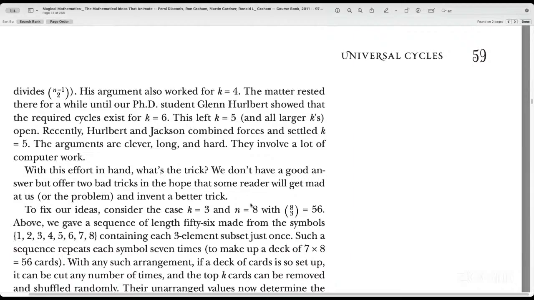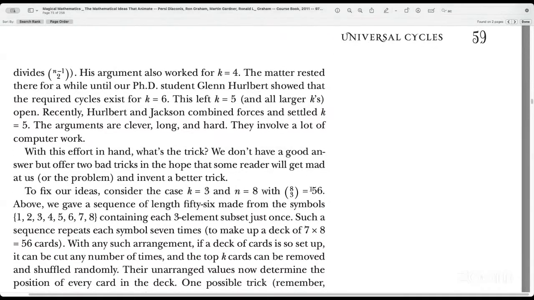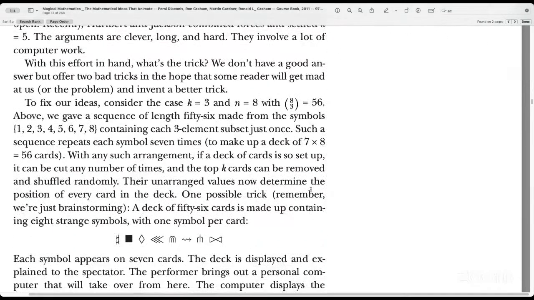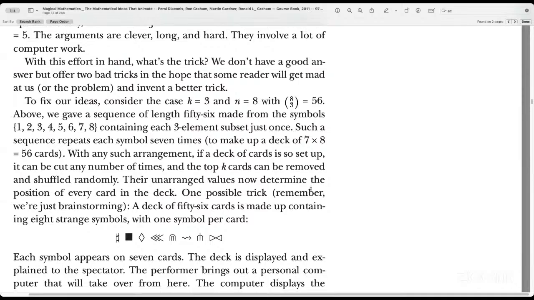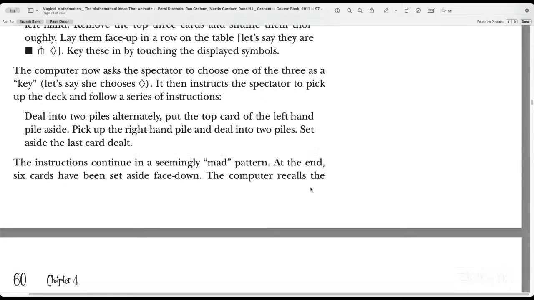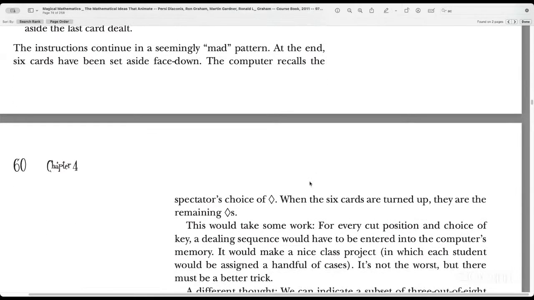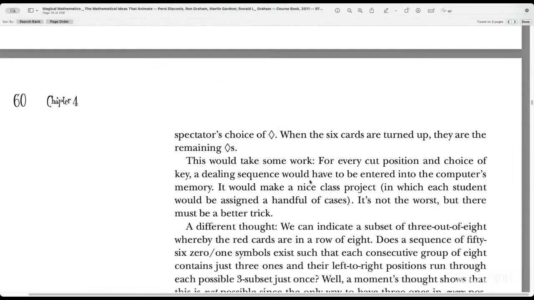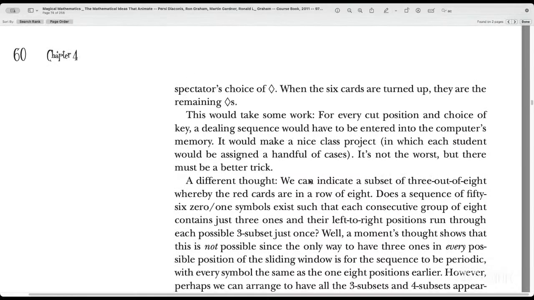In particular, the fact that you have a 56 length sequence consisting of symbols from 1 to 8, which is such that all the 8 choose 3 subsets of size 3 show up everywhere in the sequence. So given that you have such a universal sequence, can you use it to design a nice trick? That's, I think, the open-ended question.